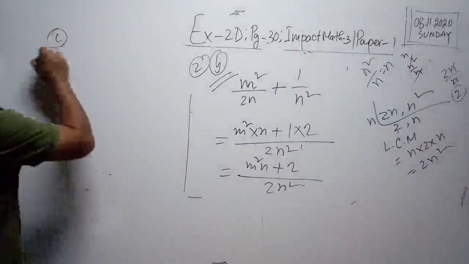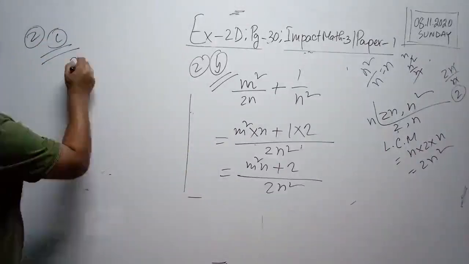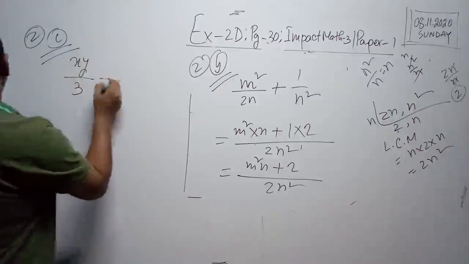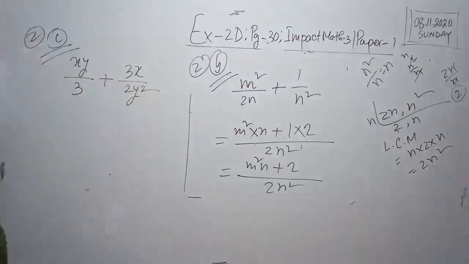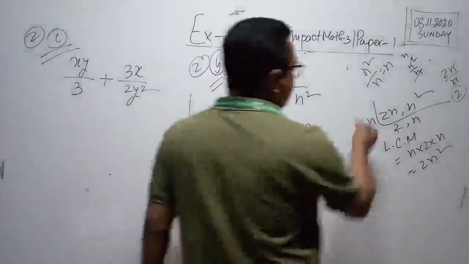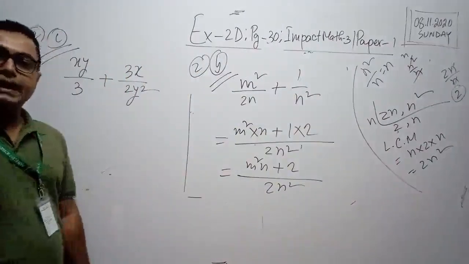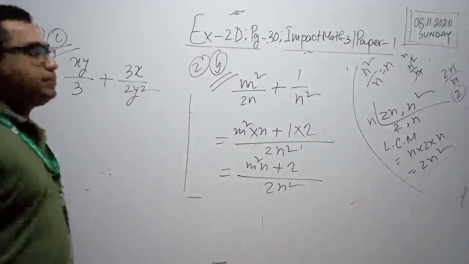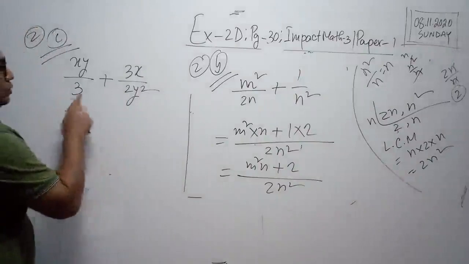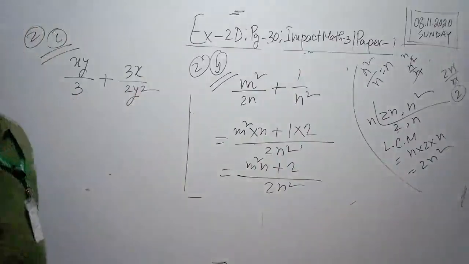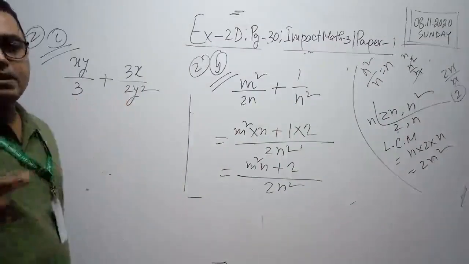Now number 2C. Here xy divided by 3 plus 3x divided by twice y square. If you want to avoid this LCM, you can use the first method. In that case, you don't need to find the LCM. Here you have 2y square, so you have to make the two denominators the same, and with 2 and 3, you have to make 6 on both sides.